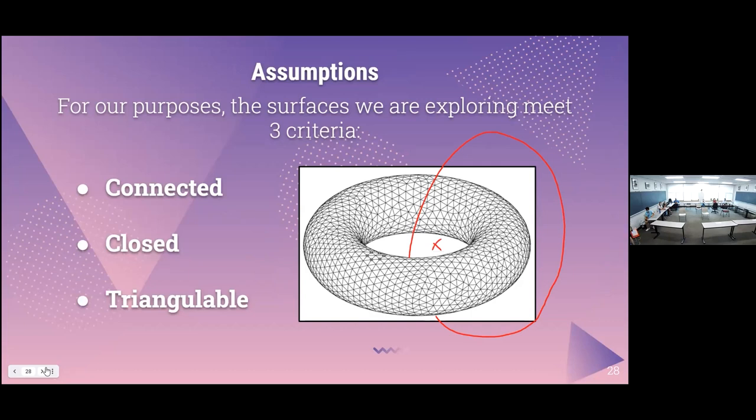Closed. A closed surface is a surface that has no boundary or rim and it is compact, meaning that it has a finite number of holes. If you cut the torus in half, you would create a rim. Therefore, it would not be closed. And triangulable. Triangulable means that we can chop the surface into a finite number of vertices, edges, and faces.